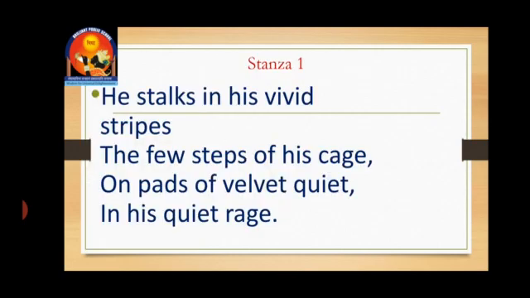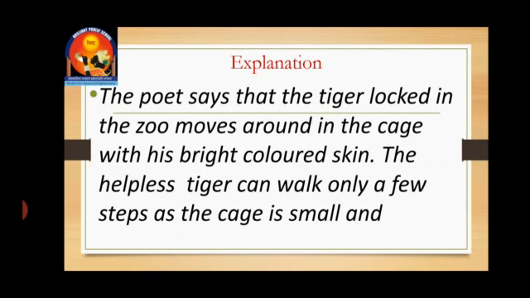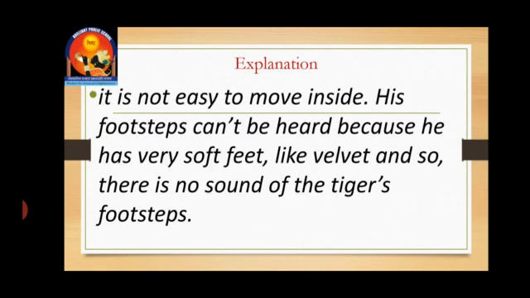Stanza 1. He stalks in his vivid stripes, the few steps of his cage, on pads of velvet quiet, in his quiet rage. In the first stanza, the poet says that the tiger, which is locked in the zoo inside a cage, moves in the cage with his bright colored skin. Obviously, being put inside the cage, the tiger is helpless, and all it could do is simply walk only a few steps, as the cage is too small for him to move around, and it is also not easy to move inside.